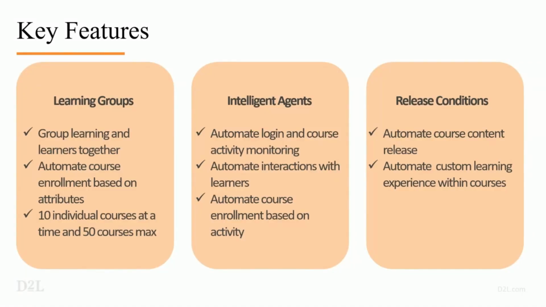With intelligent agents, automatic course login and activity monitoring is possible, along with automated engagement with learners based on data retrieved from monitoring. Automatic enrollment from one course to another is also achievable with intelligent agents. Release conditions allow for the automatic release of content based on activity within a course. Attaching a release condition to an item in the course prevents learners from viewing the content until the associated condition or conditions are met. This presents the capacity to customize the learning experience for learners.